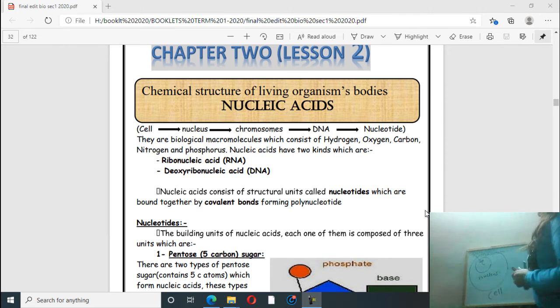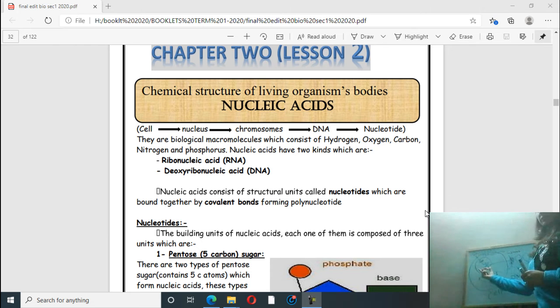Okay, if we uncoil the chromatin reticulum, we can find that it consists of chromosomes, which take the X shape, and each chromosome consists of DNA coiled around a protein called histone. So this is the protein which is called histone, and these coiled strands are called the DNA molecule.